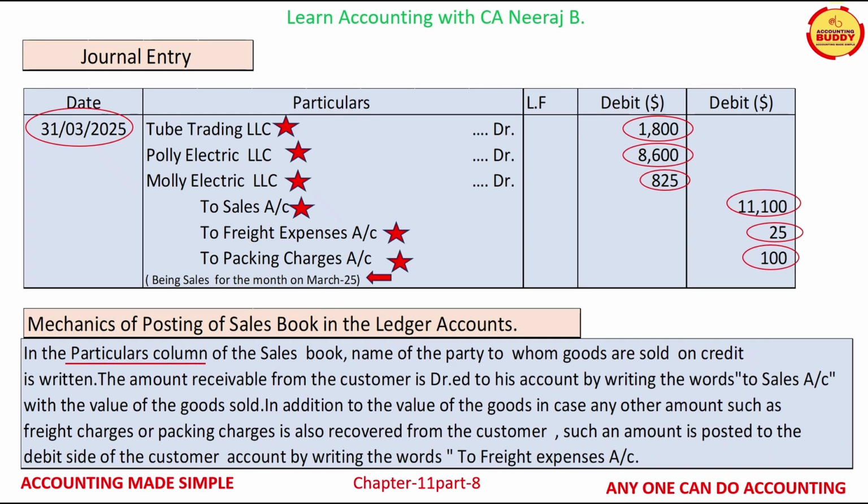In the particulars column of the sales book, name of the party to whom the goods are sold on credit is written. The amount receivable from the customer is debited to his account by writing the words to sales account and with the value of the goods sold. In addition to the value of the goods, in case any other amount such as freight charges or packing charges is also recovered from the customer, such an amount is posted to the debit side of the customer account by writing the words to freight expense account.